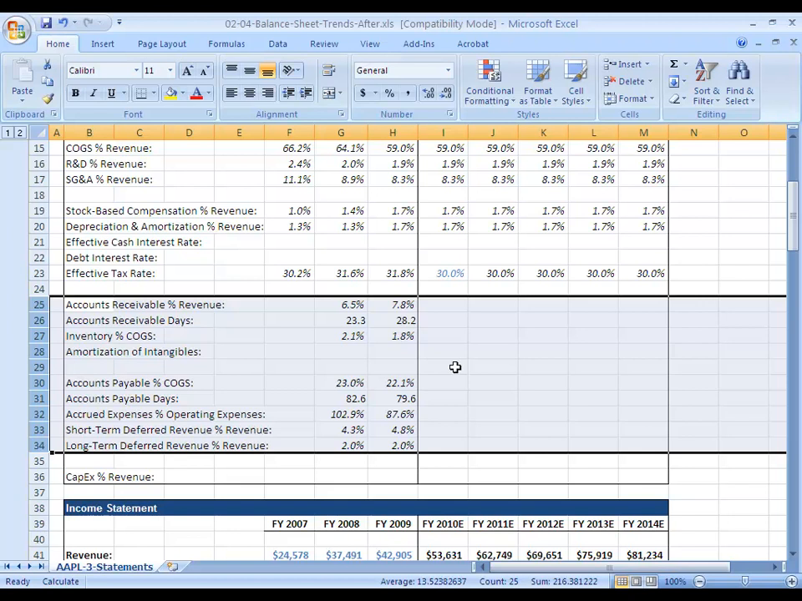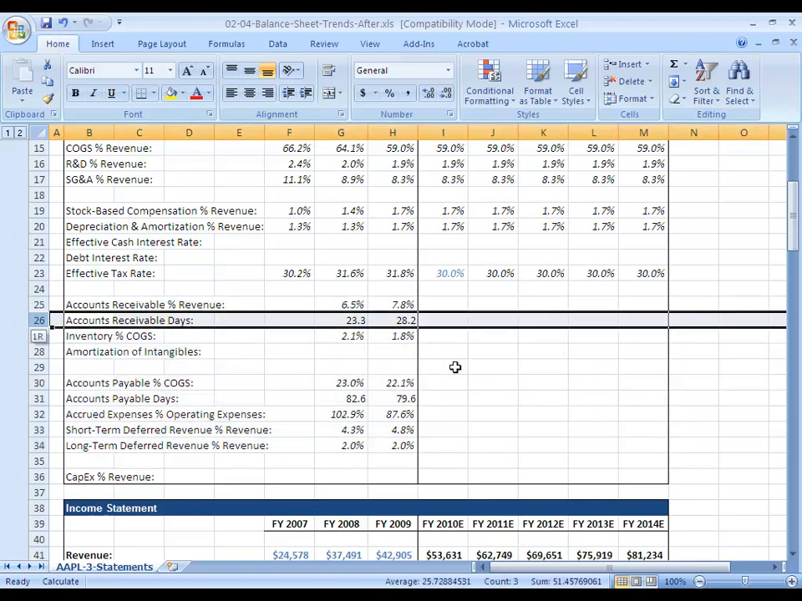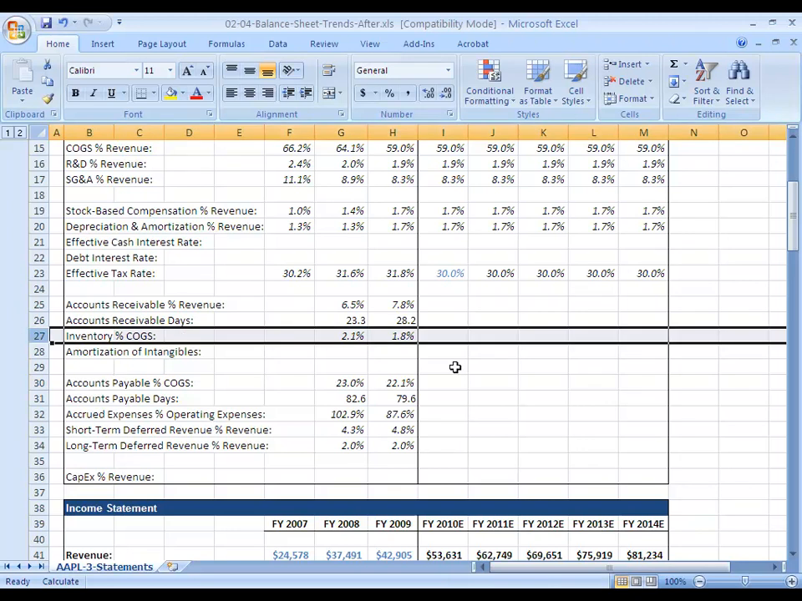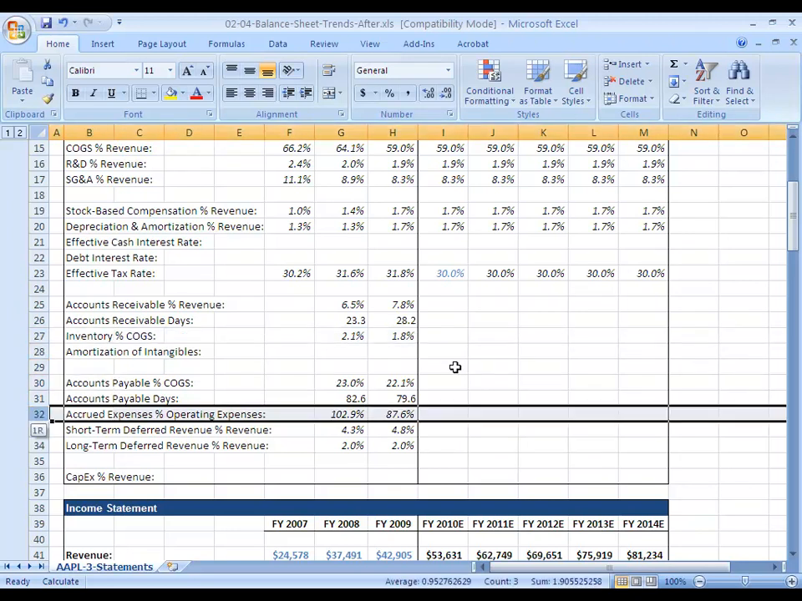For accounts receivable and accounts payable, you always want to pay attention to how long it takes for them to be collected, whether it's by the company itself or it's by their suppliers or manufacturers. And then for the other items, usually it's just a simple percentage of COGS or a simple percentage of operating expenses or a simple percentage of revenue.